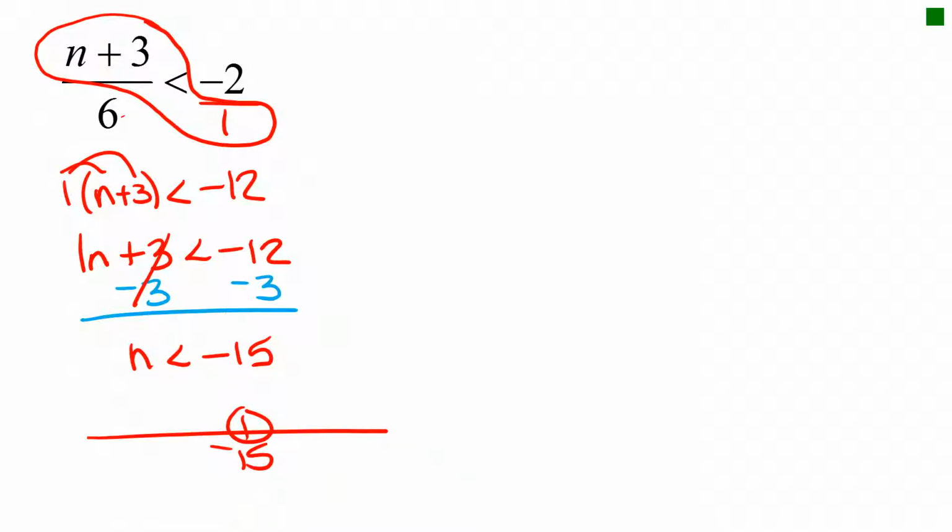Open circle, because there's not an included. N has the little point. I want the numbers less than. So my interval is going to be negative infinity to negative 15 with a parenthesis.